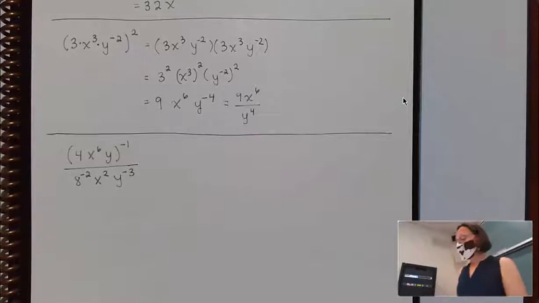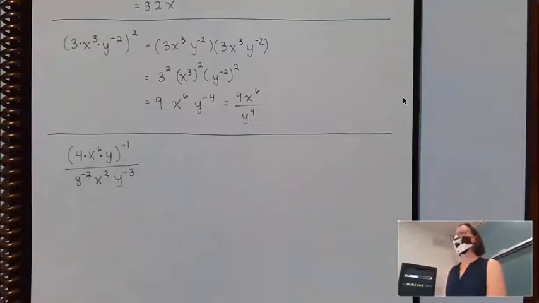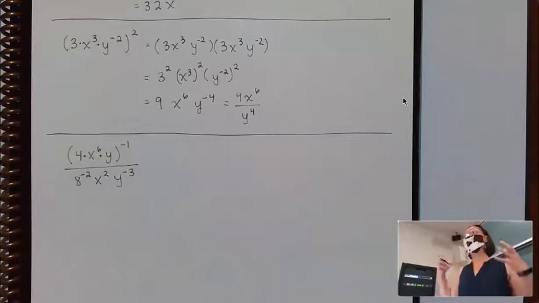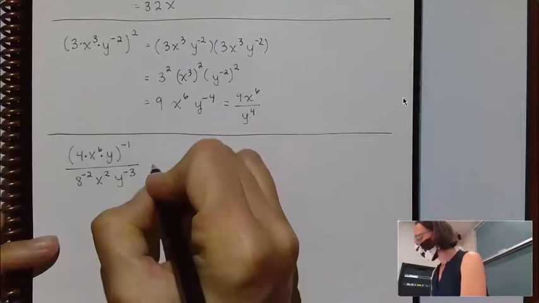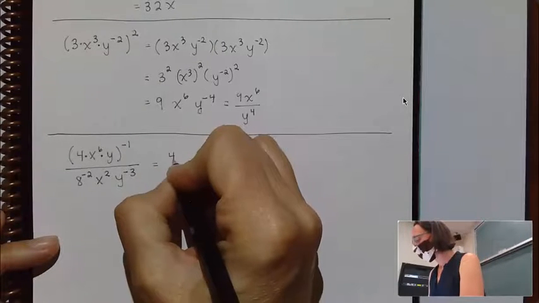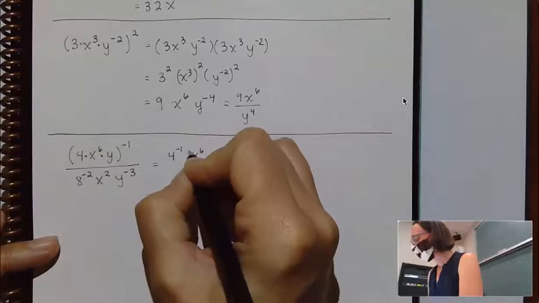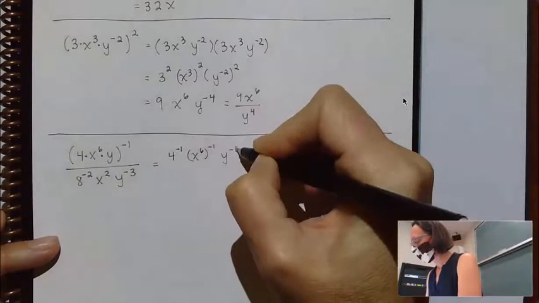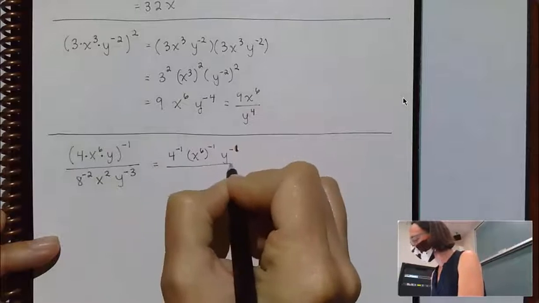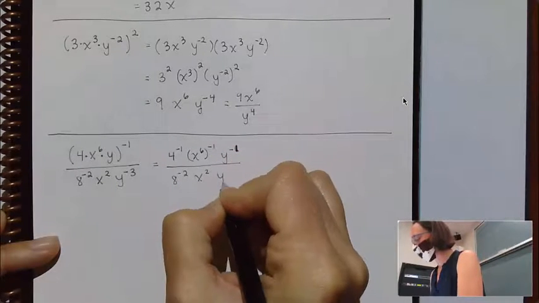So if I think about the top, I have only multiplication inside of those parentheses, which means the exponent can get distributed in. So in the numerator, that's going to look like 4 to the negative 1, x to the 6 to the negative 1, and y to the negative 1. Oops. There are other ways to go about this. I'm just choosing a path.